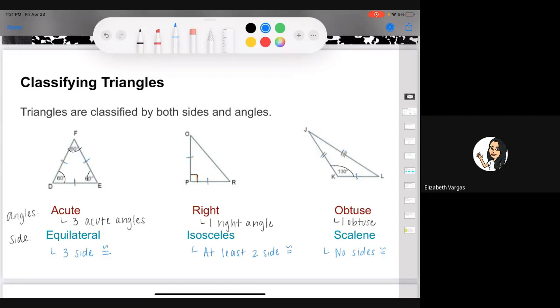Again, if we have 3 sides congruent, it's going to be equilateral. If at least 2 sides are congruent, it's going to be an isosceles. And if absolutely no sides are congruent, it's going to be a scalene triangle. So these are the different ways that we can classify triangles based on their angles and their side lengths. Are there any questions about these?